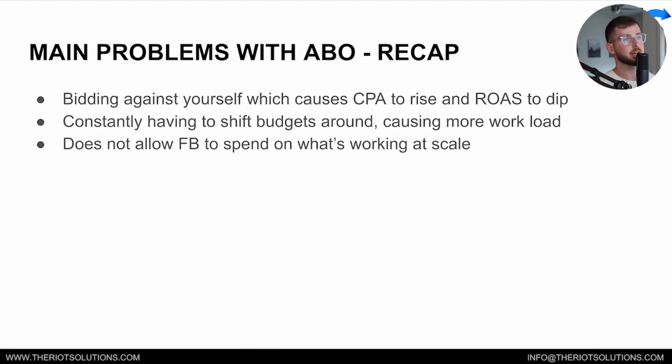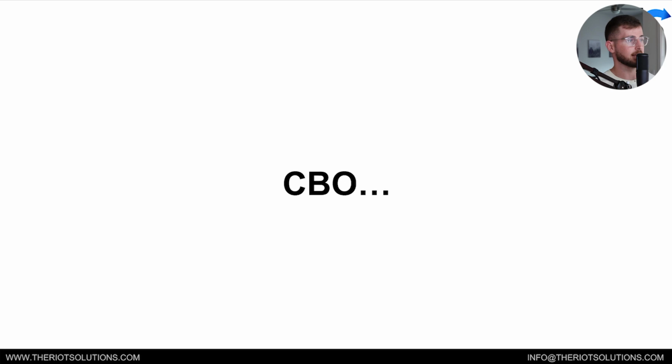So recap, you're going to bid against yourself on an ABO. Basically, it's going to cause your CPA to rise, which will cause your ROAS to dip for the worse. You're constantly having to shift budgets around, which is going to cause more workload on your end. And it does not allow Facebook to spend on what's working at scale. So let's go over CBO, now that we know about that.